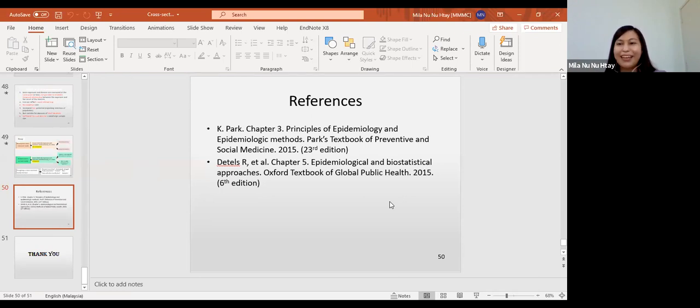Of course, each and every study has limitations. So if we cannot address it by that, then we need to be clearly aware of it, and we need to explicitly mention it in our limitation section.